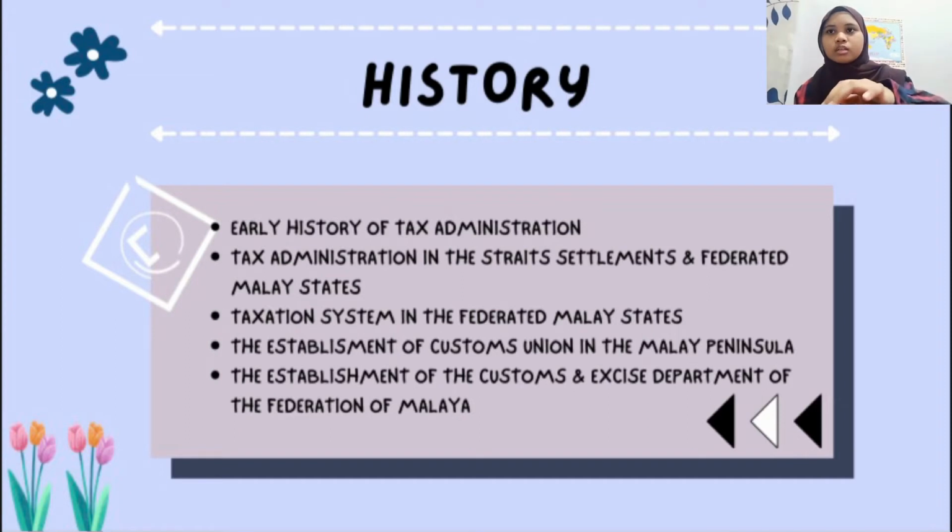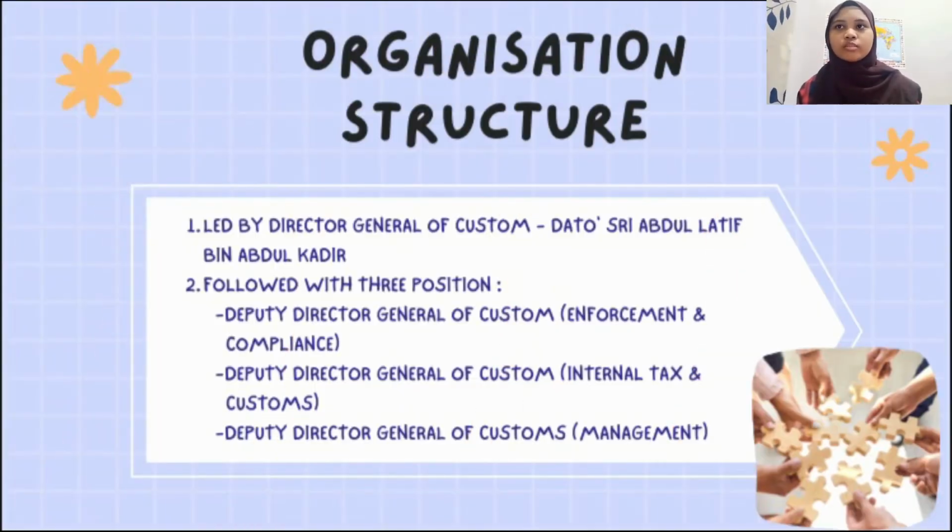And the next one is the organization structure. The Royal Malaysian Custom Department is led by the Director General of Custom, which is Datuk Sri Abdul Latif bin Abdul Kadir, and then followed with 3 second man positions. The first one is Deputy Director General of Custom, in charge of internal tax custom. The second one is Deputy Director General of Custom, in charge of enforcement and compliance. And the third one is Deputy Director General of Custom, in charge of management.